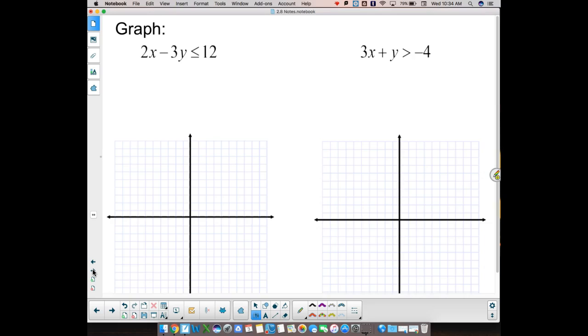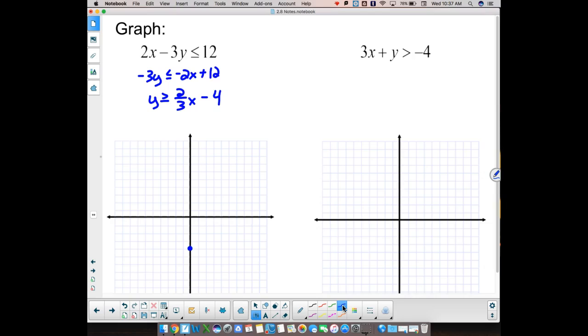Do those two. -2x + 12y greater than or equal to 2/3x - 4, I get there. Okay? Because the sign's got to flip because we're dividing by a negative. Okay? So -4, 1, 2, 3, and 4 puts me there.